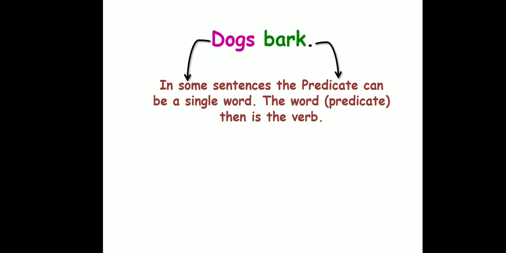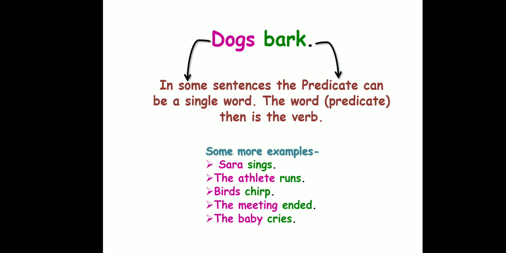Okay, let's read this. In some sentences, the predicate can be a single word, like I already told you. The word or the predicate then is the verb. So if you have a sentence which is only made up of two words, where the predicate is only of one word, then it will be a verb. So don't get confused. If you have such short sentences, the predicate can be made of one word. There's nothing to get confused. We will look at some more examples.